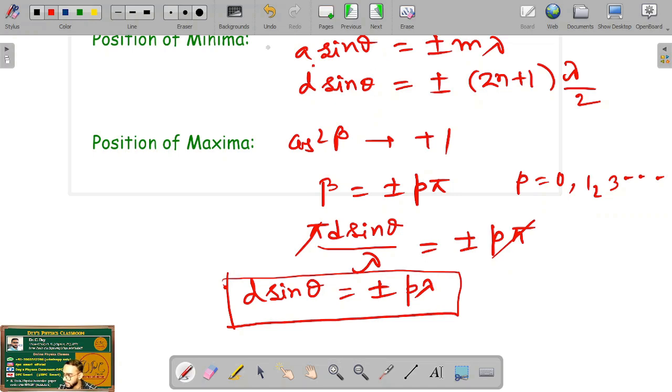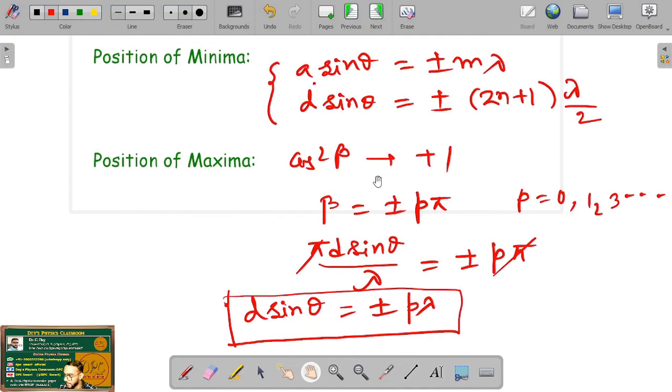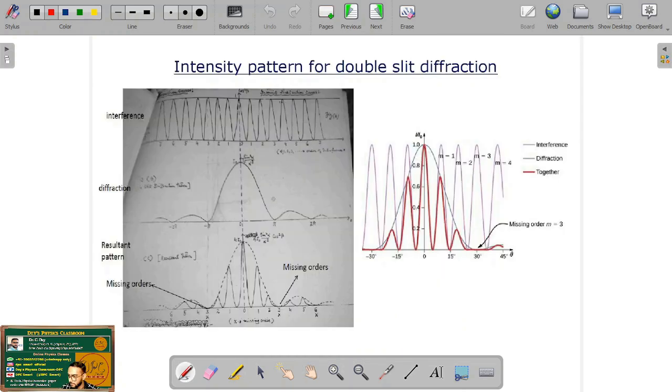So these are the conditions for position of minima: a sin theta equals plus minus m lambda, and d sin theta equals plus minus odd integer into lambda by 2. The position of maxima is given by d sin theta equals plus minus p lambda. By following those conditions for maxima and minima, we can obtain the resultant intensity pattern.